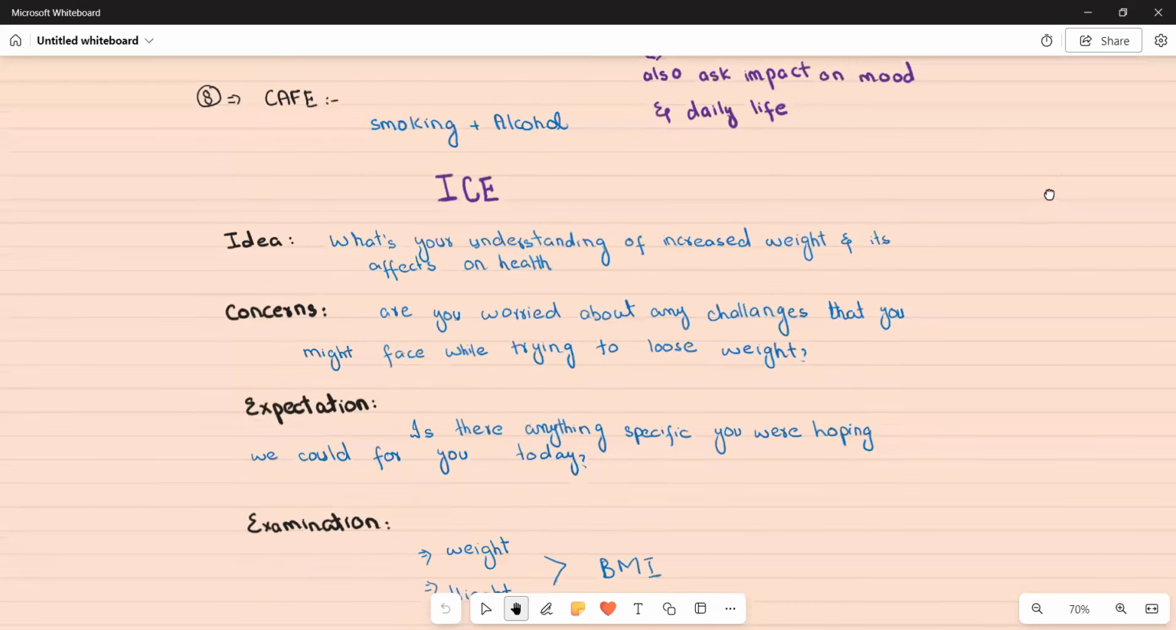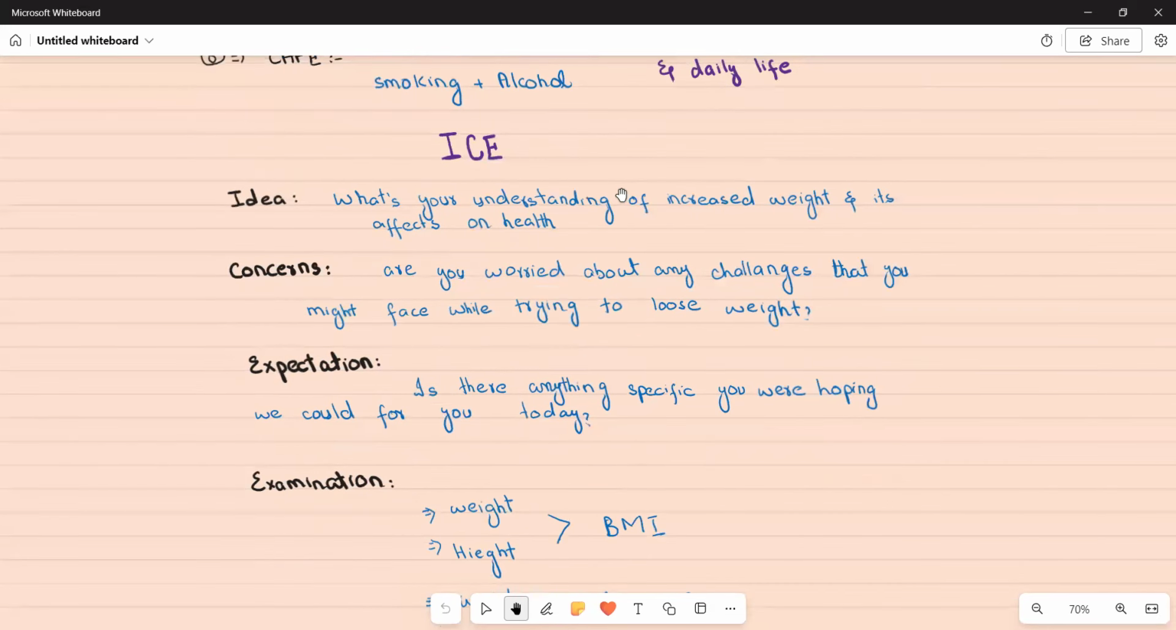Then the next step here is asking about, so we are done basically with the history taking part. Now we are going to explore the patient's ideas, concerns, and expectations. Regarding the idea, you are going to check their understanding of what increased weight means and what the health implications of increased weight are. You're going to ask them a question like, what's your understanding of increased weight and its effect on health? Okay, so this is checking their ideas.